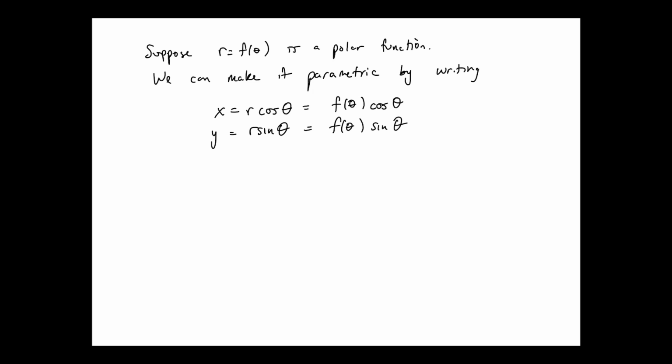So the slope of the tangent line is dy/dx, right? So what is dy/dx? Well, it's dy/d theta divided by dx/d theta, right? That's the chain rule. Okay. Well, what is dy/d theta? We've got y equals f of theta sine theta, so what do we have to do to take the derivative?